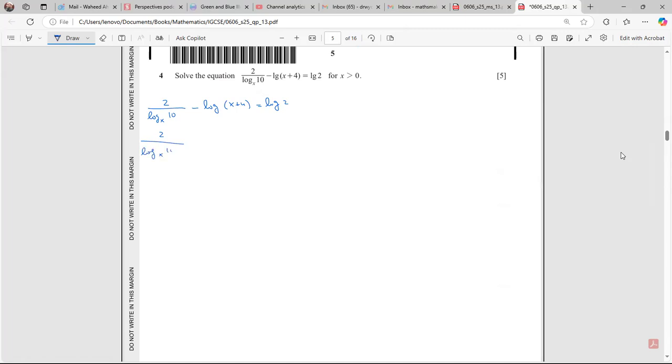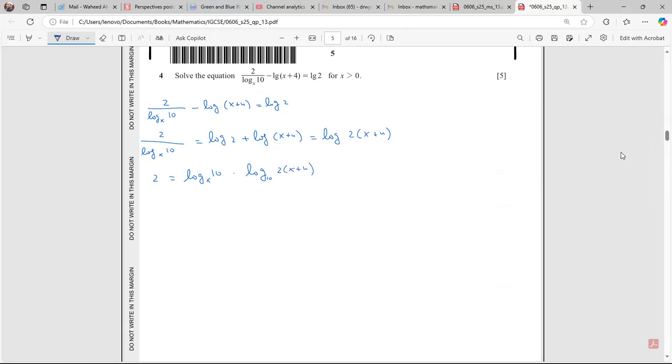log of 10 base x equals log of 2 plus log of x plus 4. So this can be combined together into log of 2 times x plus 4. No problem. If I take this on the other side, it will become 2 equals log of 10 base x multiplied by log base 10 of 2 times x plus 4.